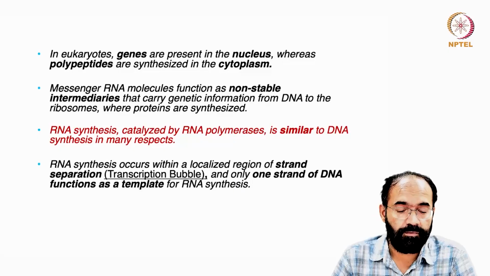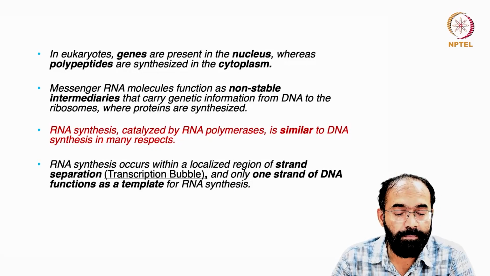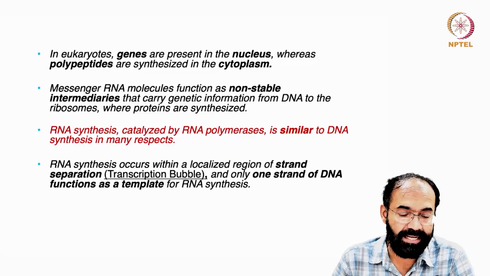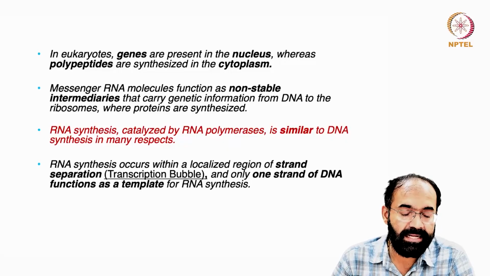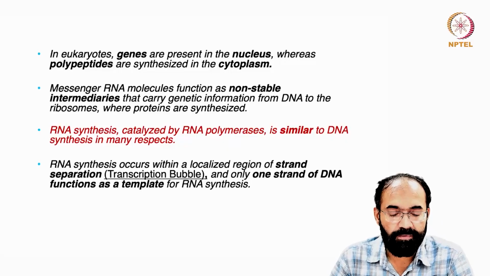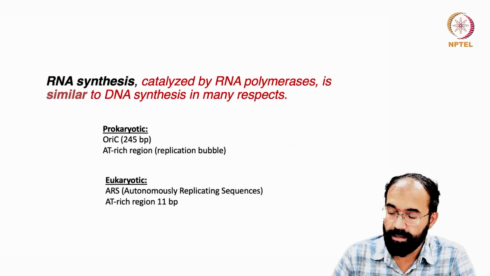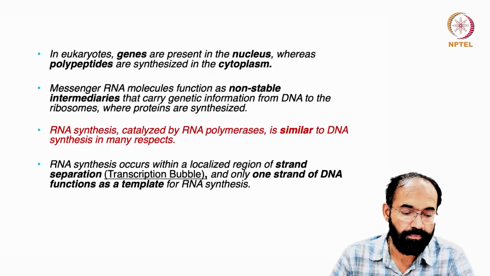In eukaryotes, the genes are present in the nucleus, whereas the polypeptides are synthesized in the cytoplasm, and the messenger RNA molecules function as non-stable intermediaries that carry the genetic information from DNA to the ribosome where the proteins are synthesized. When you say non-stable, it means it is stable but not permanently present. That is what we should understand.